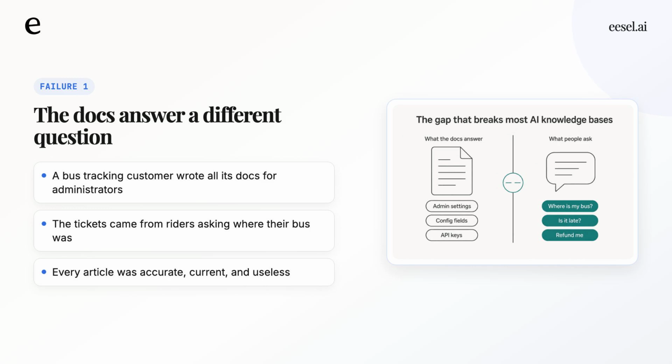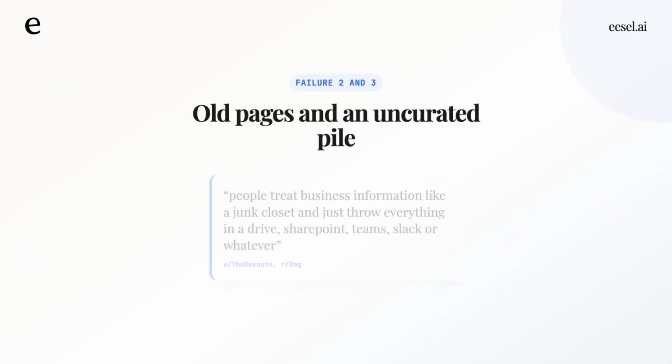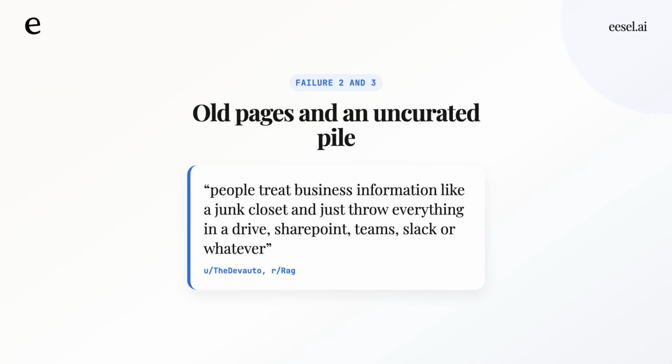You only catch this by comparing your articles against real ticket history. Failure 2 is contradiction. Old documents about systems you retired still sit in the index, so the model cannot tell which version is current. Failure 3 is the pile underneath. As one Reddit thread put it, people treat business information like a junk closet and throw everything into a drive or a Slack. The model inherits all of it.